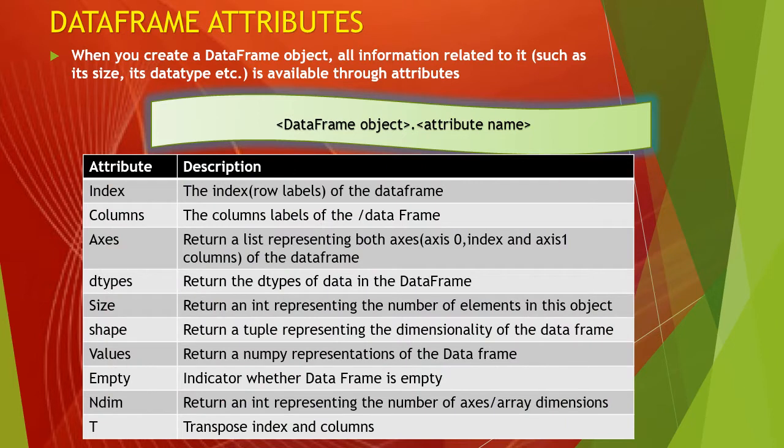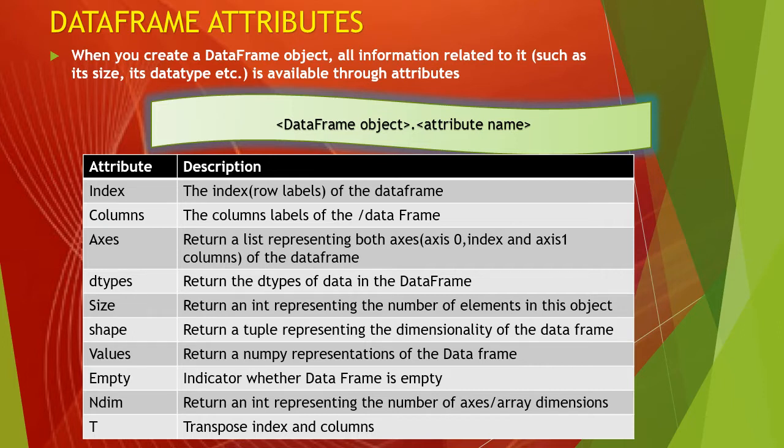Index indicates the row labels of the data frame, and columns attribute indicates the column labels of the data frame. Axes returns both axes, that means columns and rows both will be displayed. And dtypes returns the types of data, size represents the number of elements, and shape returns a tuple with the number of rows and columns, how many rows and how many columns are present in that particular data frame.